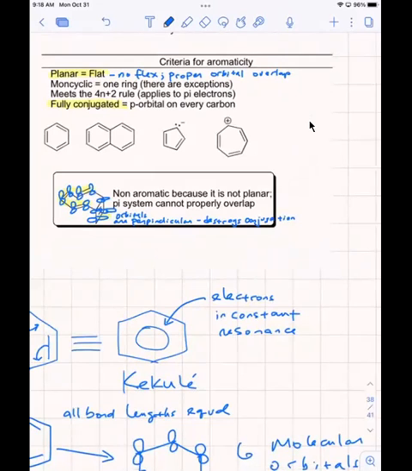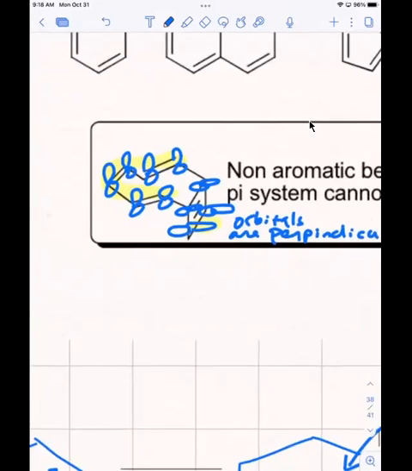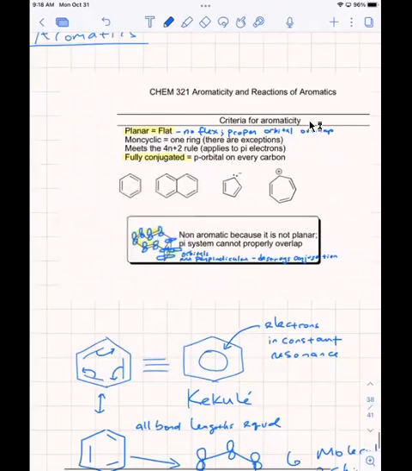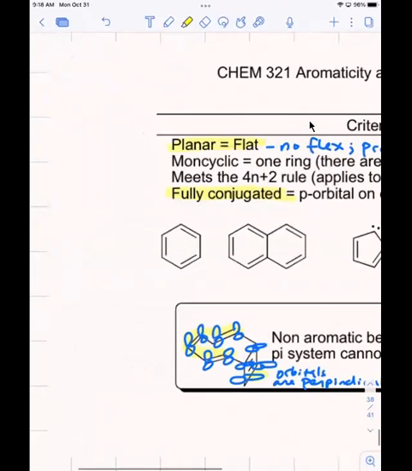So being planar matters because of the other criterion of being fully conjugated. If it's not fully conjugated, it can't be an aromatic. For this system right here, it might be conjugated, but it's not fully conjugated, because the other orbitals in that bent part don't overlap. So you'll have one section that's conjugated, and another section that's conjugated, but the whole thing itself is not fully conjugated.